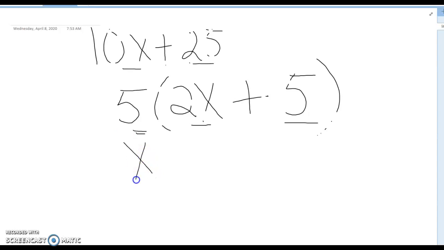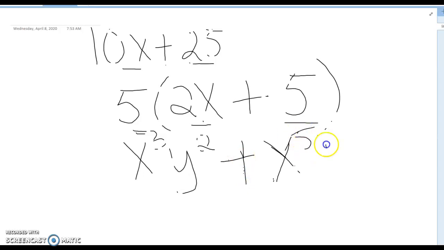I can also factor out variables. So keep that in mind. Remember, it isn't always just numbers. Sometimes I can factor out a variable. So I'm looking on both sides.